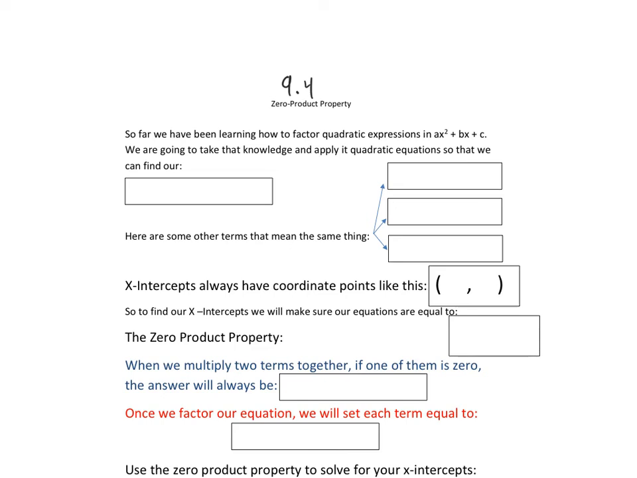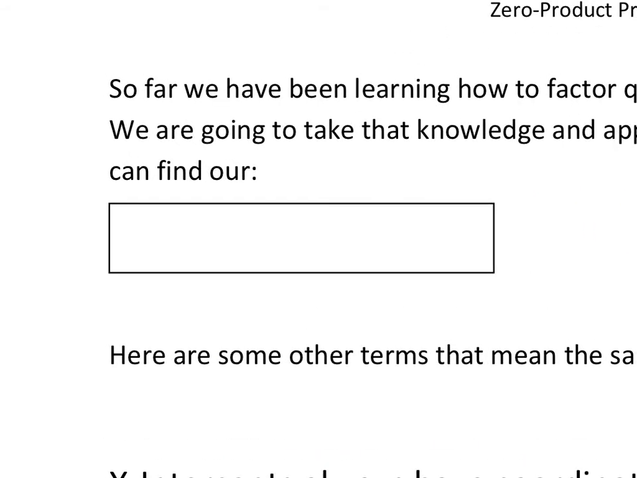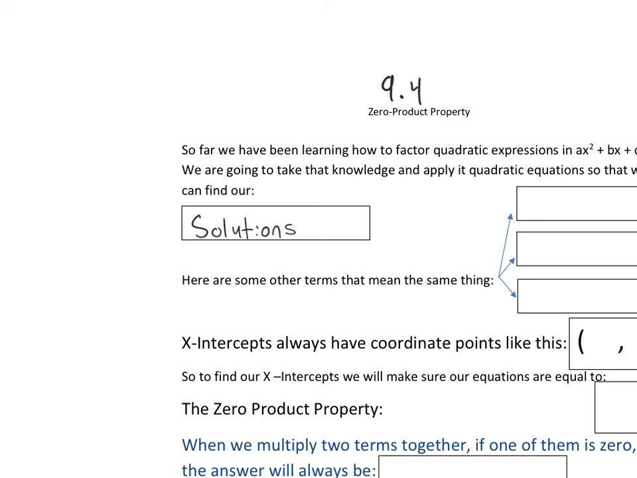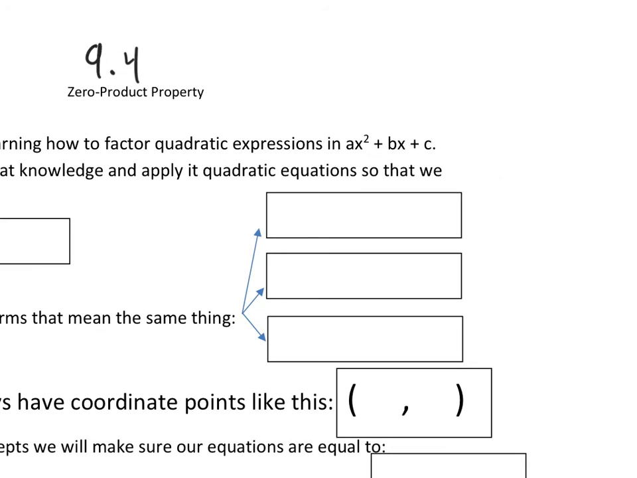So what we're going to do is take the knowledge and apply it to quadratic equations so that we can find our solutions. Right, in 9.3, we were looking for solutions. And here are some other words that meant the same thing. The most important one was x-intercept. X-intercept also meant the same thing as solutions. They'll also sometimes be called zeros, and they will sometimes be called roots.